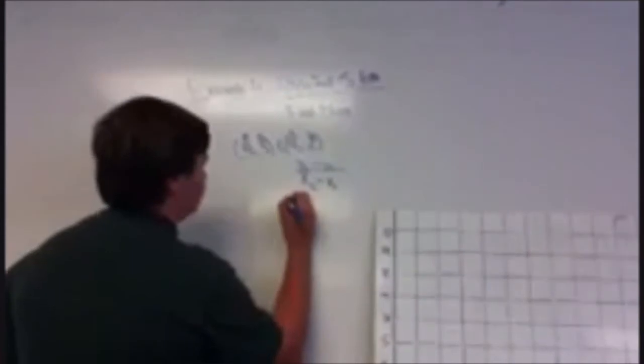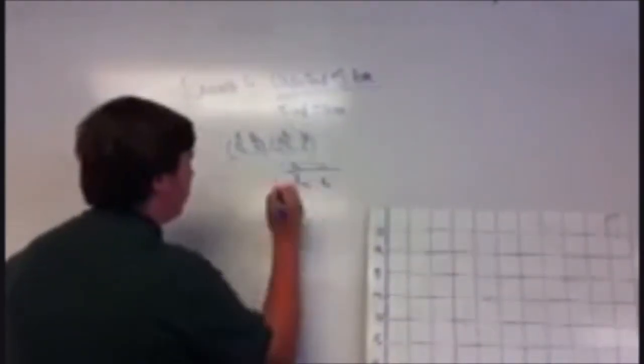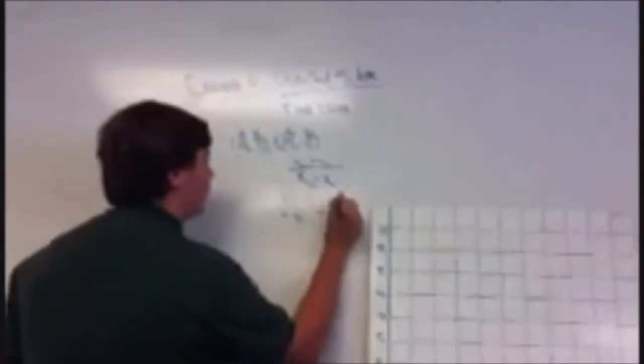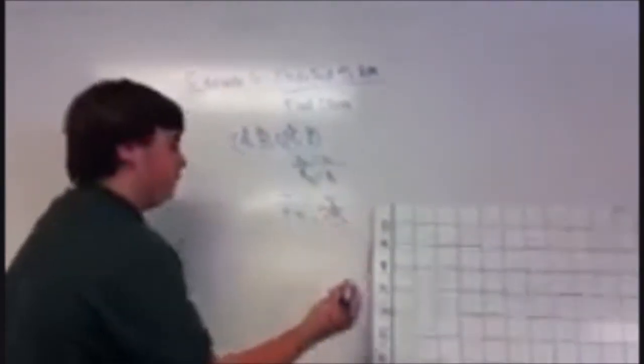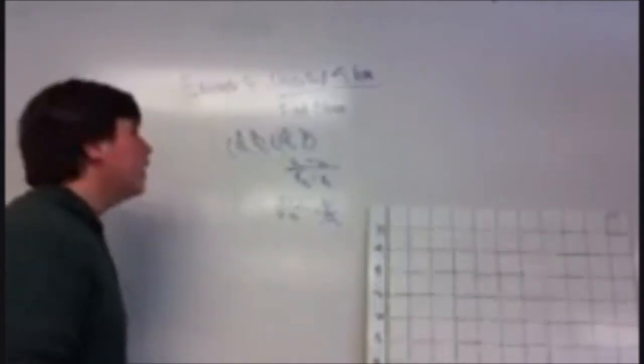So put these numbers into the equation. So 2 minus 3 all over 4 minus 4. It's going to equal negative 1 over 0. And this is undefined because anything divided by 0 is undefined, because you can't divide something by 0.